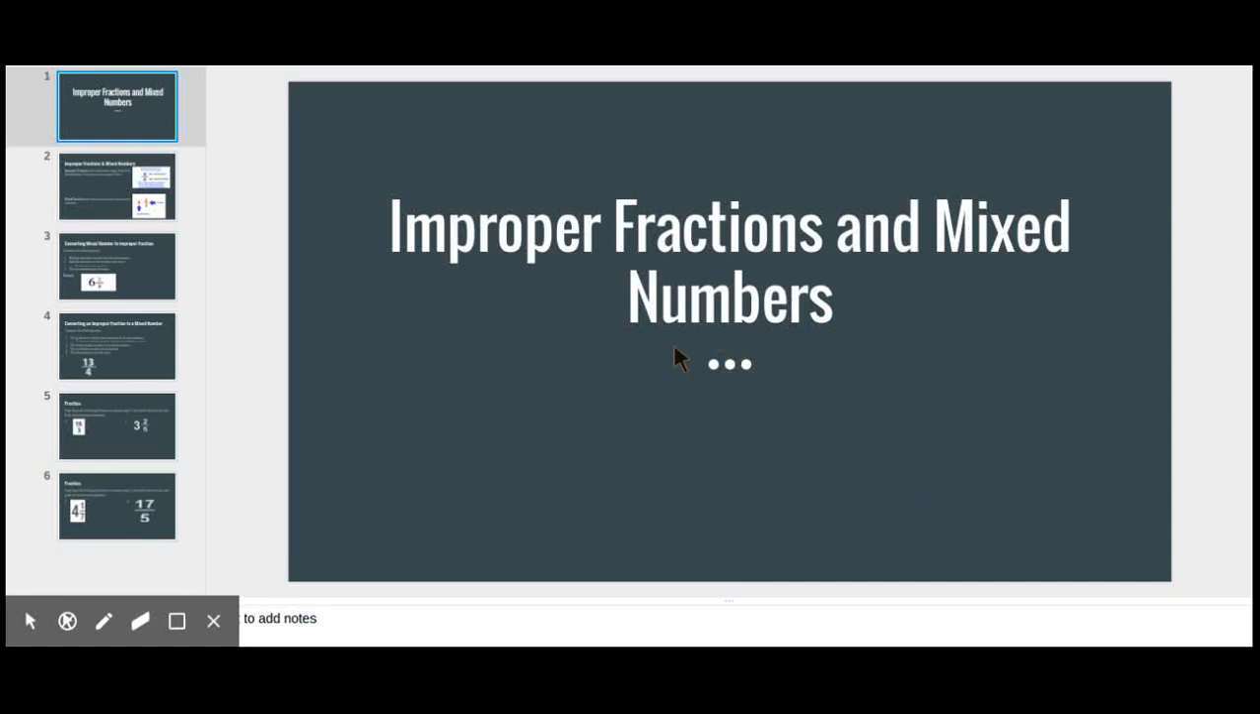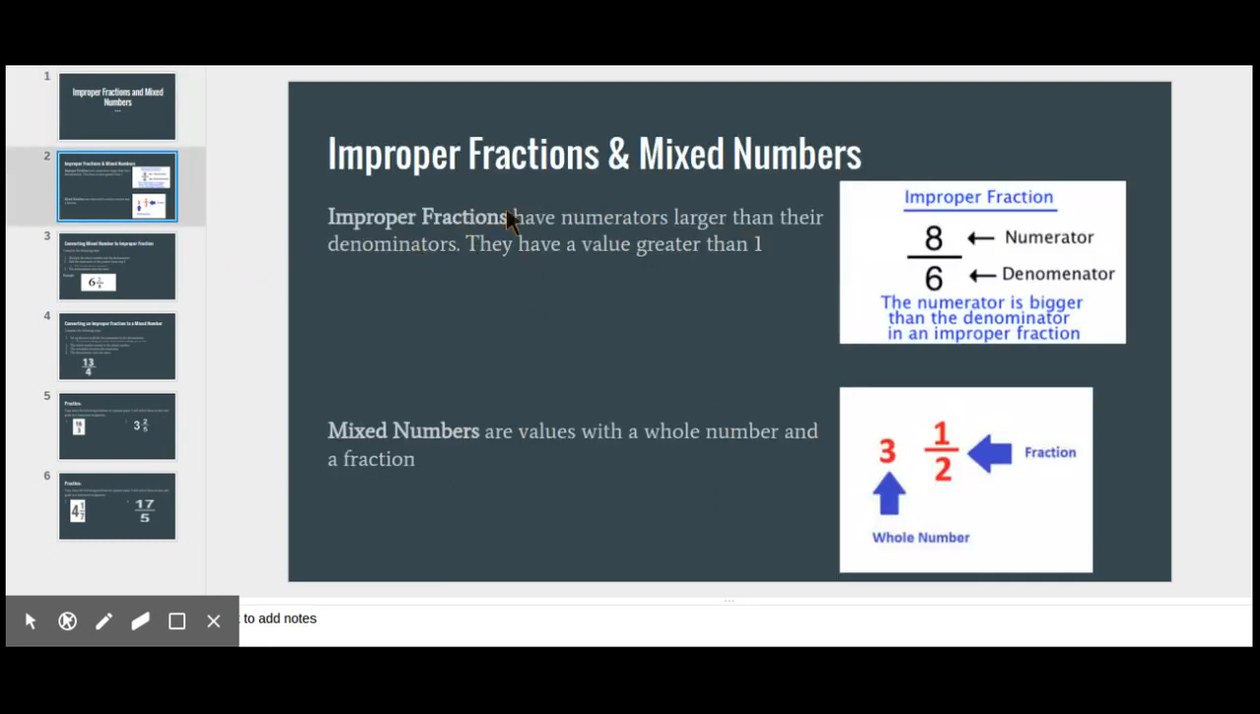Today we're going to look at improper fractions and mixed numbers and converting back and forth between the two. So what we're going to do first is review what improper fractions and mixed numbers are. Improper fractions have numerators larger than their denominators. They have a value that's greater than 1.